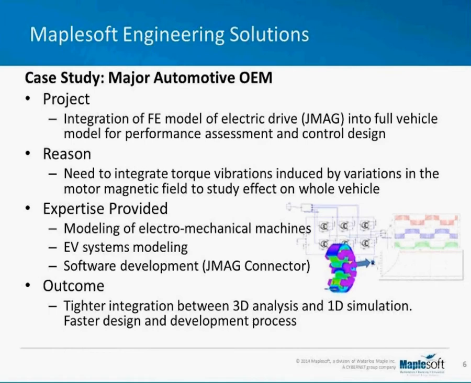And the expertise provided towards a complete solution was, first of all, modeling the electromechanical system in MapleSim, towards creating a complete electric vehicle model, and also software development, which led to the creation of a connector for JMAG technology. And the outcome of this project was a tighter integration between a 3D analysis, which is the vehicle chassis interacting with the environment and going through maneuvers, and 1D simulation, which involves the powertrain and electromechanical system. Having all of those in one location with access to higher fidelity, more detailed FE-based models provided a faster design workflow and development process.